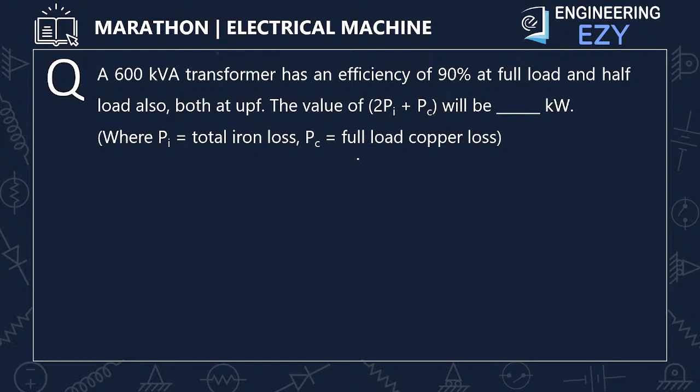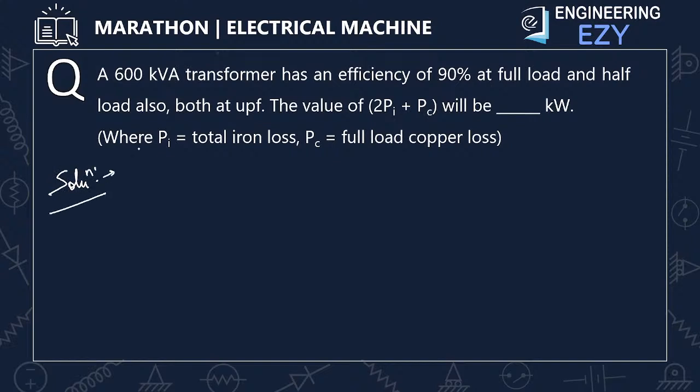So it is a procedural question. From the two given conditions, first you calculate Pi and Pc, and then add 2 Pi plus Pc and get the required answer. So I am solving. I have taken the data such that the calculation becomes simpler, because in GATE, the calculation always becomes simpler. Data is given such that.